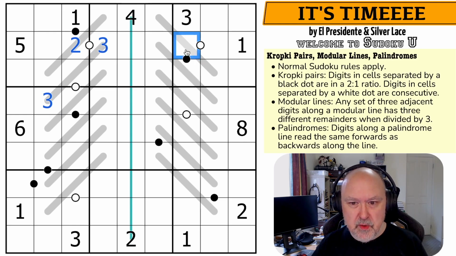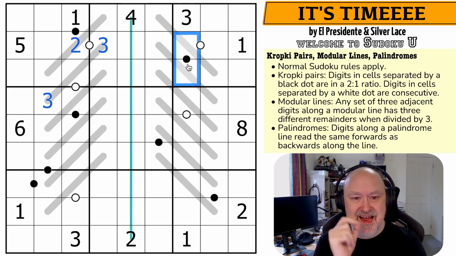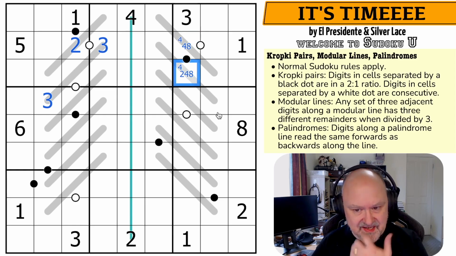Okay. Where do I want to go? There must be a 4 on this dot, because any black dot must contain a low digit and its even double. So 1 doubling to 2, 2 doubling to 4, 3 doubling to 6, or 4 doubling to 8. Well, this can't be 1, 2, 3 or 6, so it must have a 4 on it. And it's either 2, 4 or 4, 8. This can't be a 2. So this is either a 4 or an 8, and this is 2, 4, or 8.